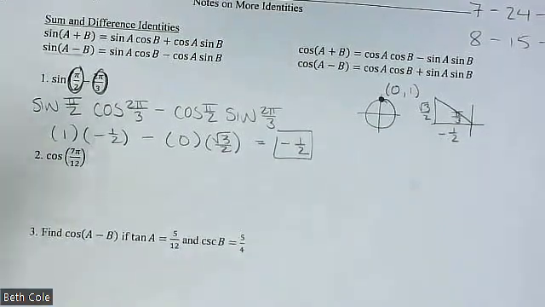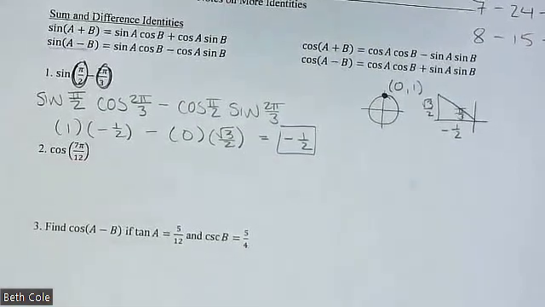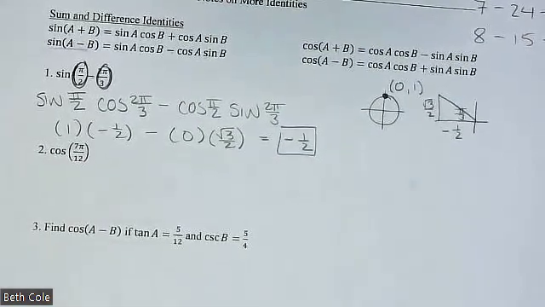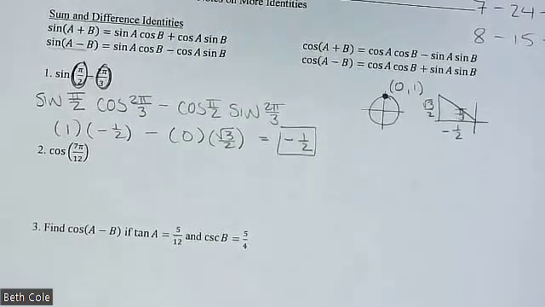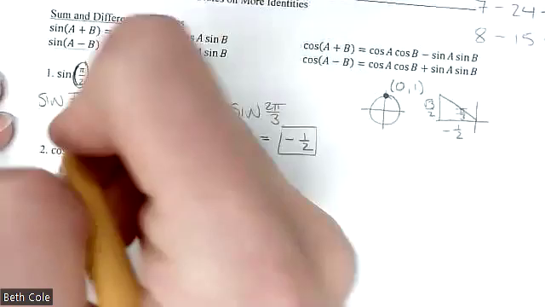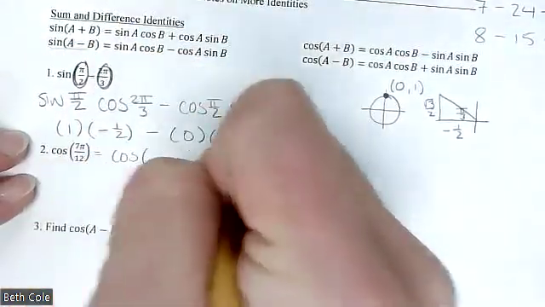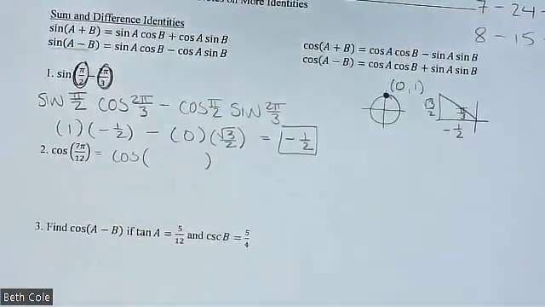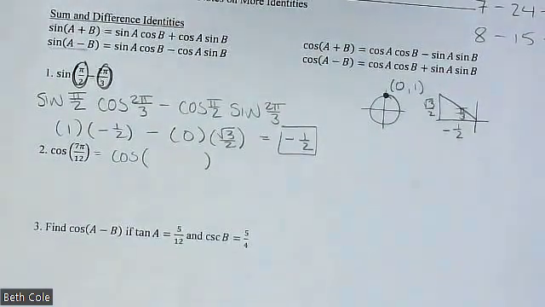All right. Do you see how that is 7 pi over 12? And this is kind of the point of these identities. All right. 7 pi over 12 is not on the unit circle. So what we're going to do is we're going to come up with 2 angles that we can add together that would equal 7 pi over 12.